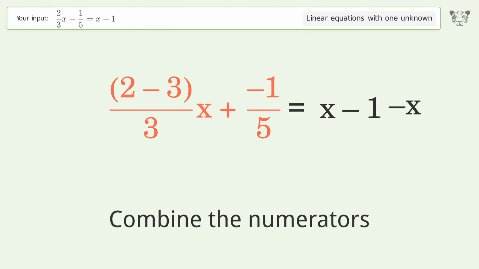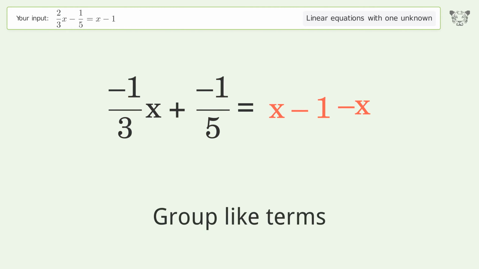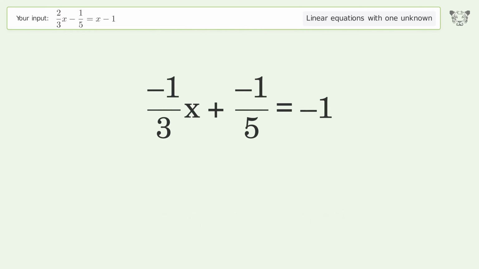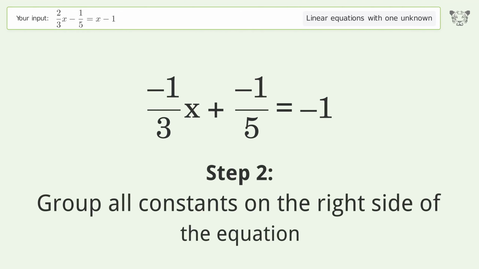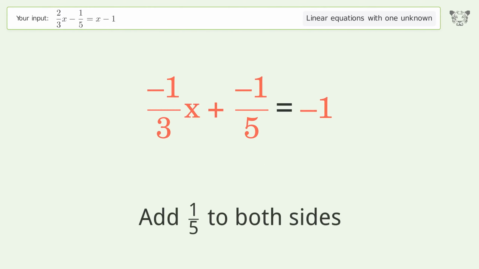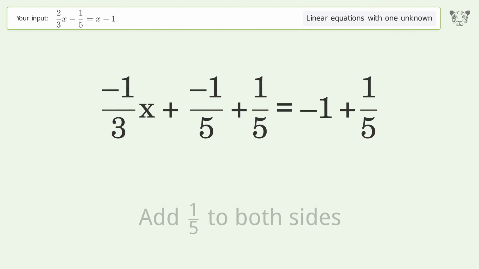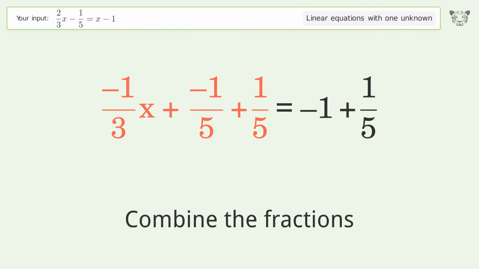Combine the numerators. Group like terms. Simplify the arithmetic. Group all constants on the right side of the equation. Add 1 over 5 to both sides. Combine the fractions.